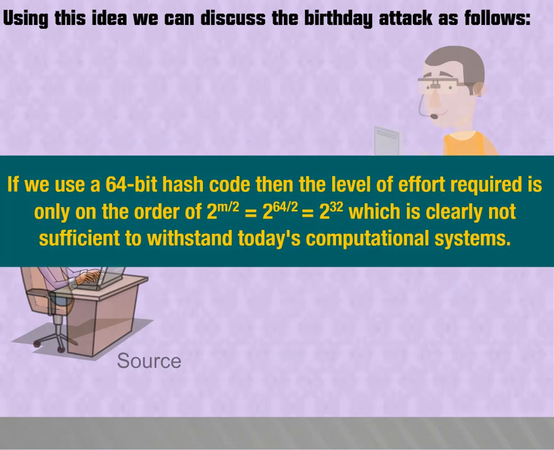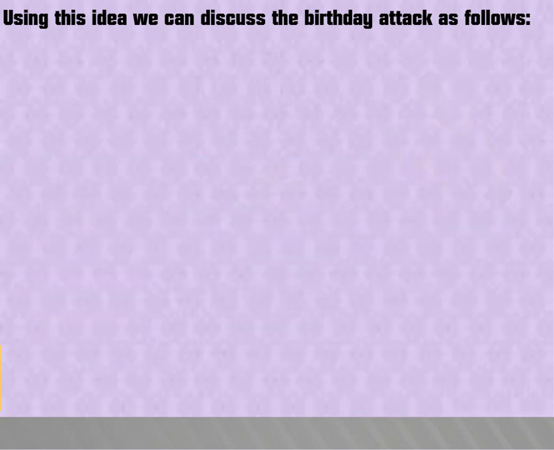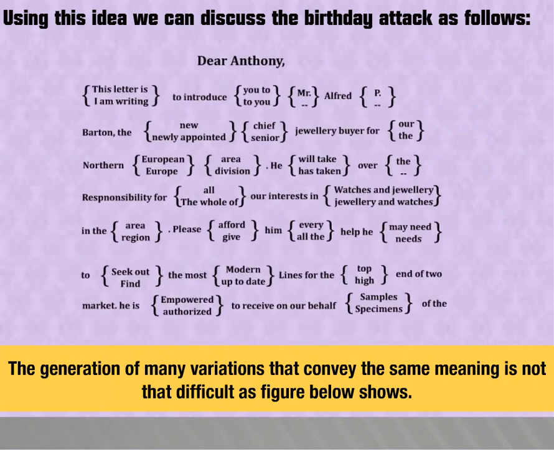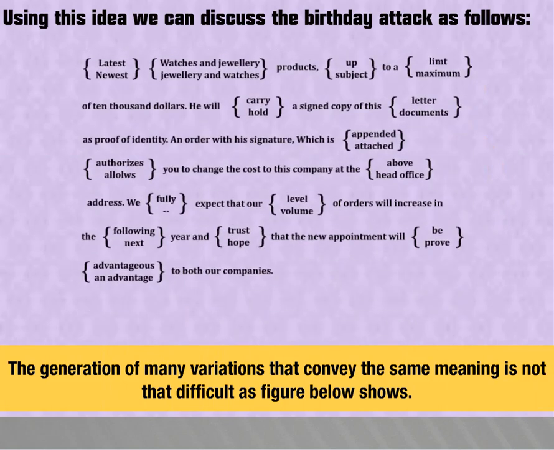If we use a 64-bit hash code, then the level of effort required is only on the order of 2^(m/2) = 2^(64/2) = 2^32, which is clearly not sufficient to withstand today's computational systems. The generation of many variations that convey the same meaning is not that difficult, as the figure below shows.